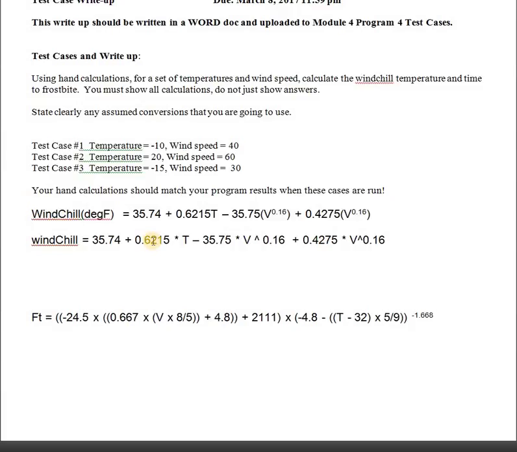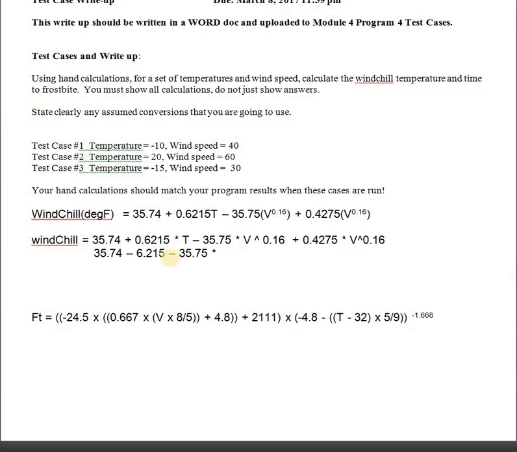So this part isn't too hard. 35.74 plus the second term. Let's see, our temperature is minus 10, so it isn't actually plus, is it? It's minus. Okay. Let's see, I could probably do that without a calculator. It might be 6.215 minus 35.75 times, and here we go.